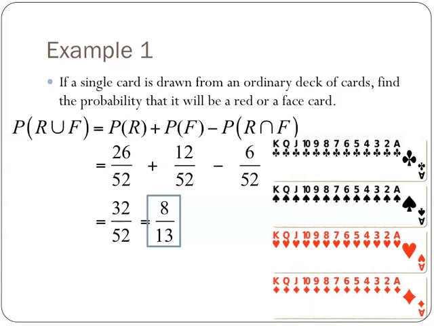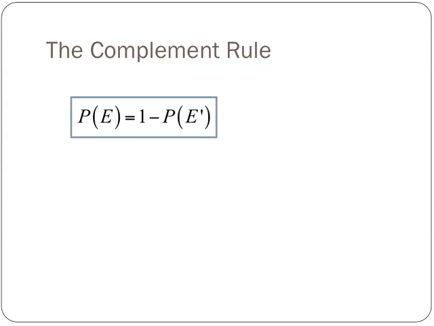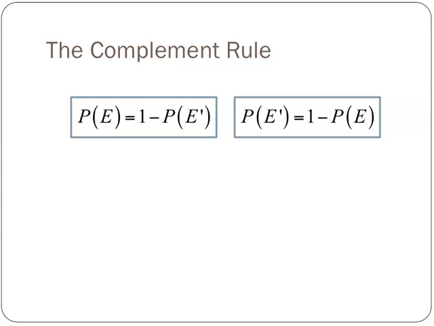Next, we have what we call the complement rule. The complement rule states that the probability of some event E is equal to 1 minus the probability of E prime, so everything that's not in E. Same thing the other way around. So the probability of E prime is equal to 1 minus the probability of E.